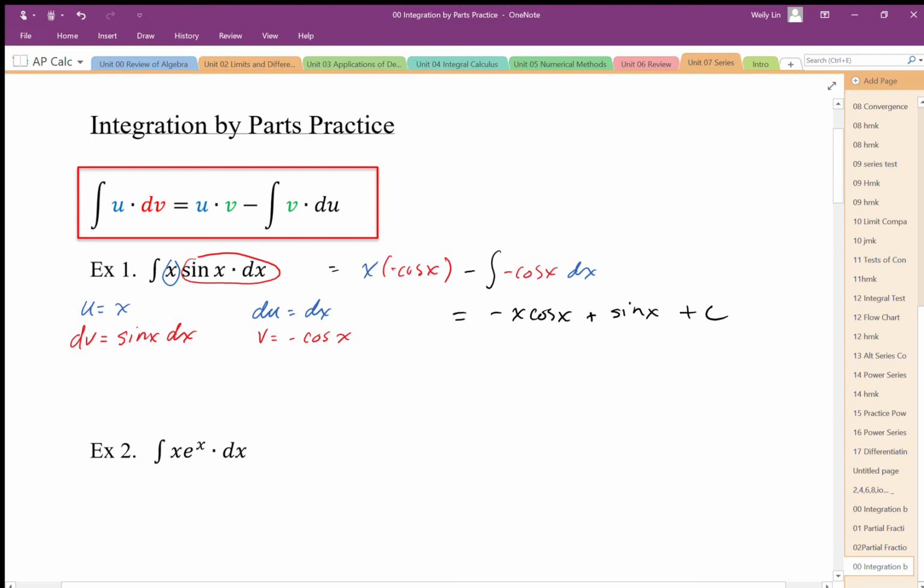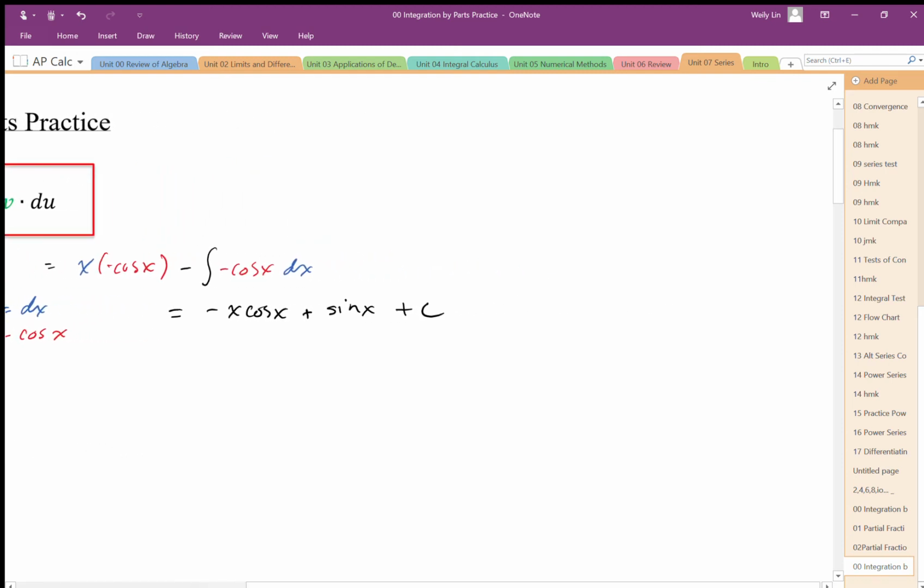And we can always check these. We can always do a check by differentiating this. So I'm going to just test it, check to see this is actually going to work. The derivative of that expression, negative x cos x plus sine x plus c, using product rule, is going to be negative cos x plus negative x, negative sine x, plus cosine x.